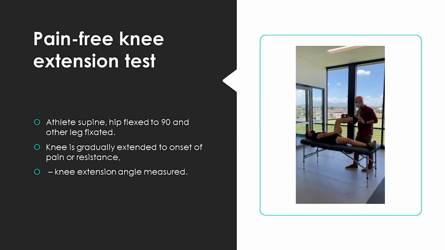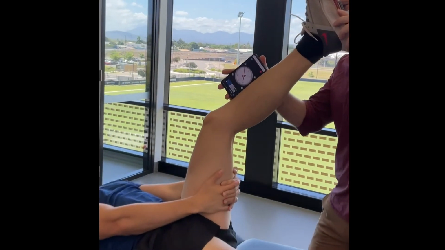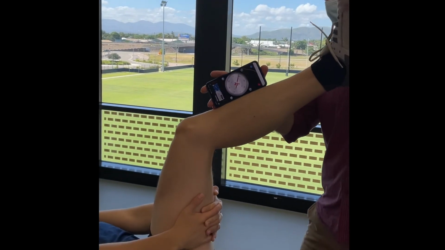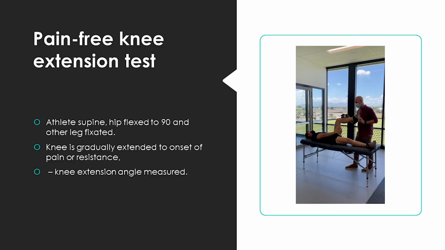We can also measure hamstring extensibility or flexibility with the pain-free knee extension test. So this is an active test. The hip is flexed to 90 degrees, and then the other leg is fixated, and the knee is just gradually extended till there's an onset of pain or resistance. And obviously the knee extension angle is measured. I think even though these are really simple tests, like you say, they're ones that can be done in most settings, and still having that attention to detail of how the patient is set up and how you're measuring it is going to give you better quality information. Whereas if you do it a little bit different every time, then you're not really going to be seeing those changes.